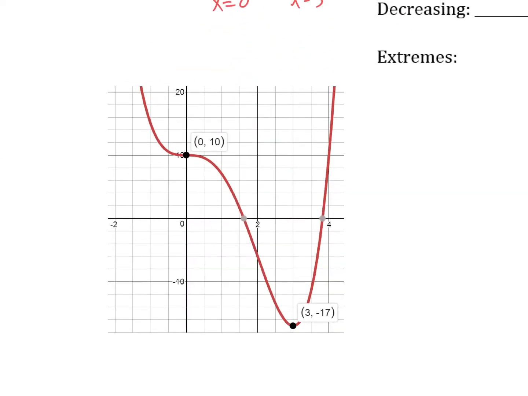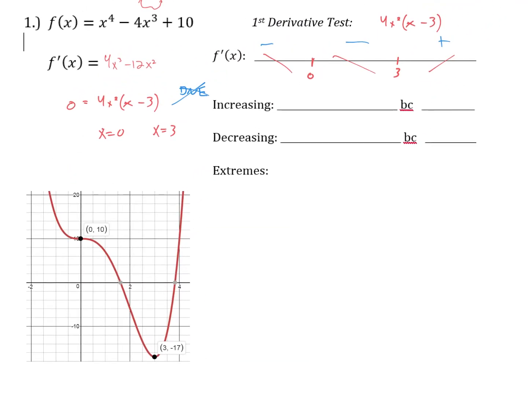So this is what the graph looks like, and you'll notice we've got a minimum down here. This does not count as a minimum because we don't switch from decreasing to increasing. That switch happens down here. So if we wanted to list our extremes, it would really just be this 3 comma -17. So we'd say we had an absolute min of -17. Oops, forgot the 1. When x equals 3. At x equals 3.